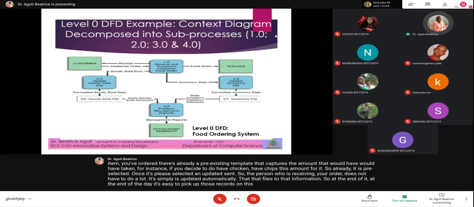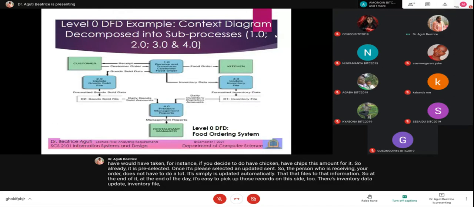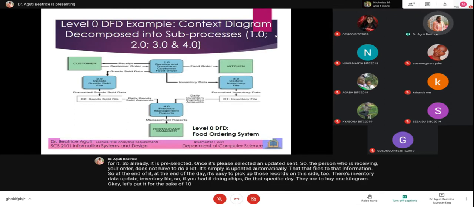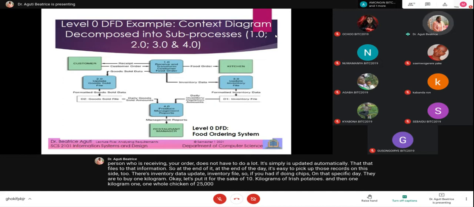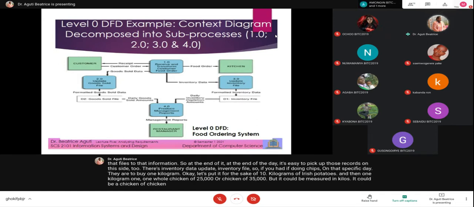On this side too, there's inventory data, update inventory file. So if you were doing chips on that specific day, they had to buy, let's put it for the sake of argument, 10 kilograms of Irish potatoes. And then one whole chicken of 25,000 or a chicken of 35,000. But it could be measured in kilos. It could be a chicken of 2 kilograms, a chicken of 5 kilograms, a chicken of 10 kilograms.